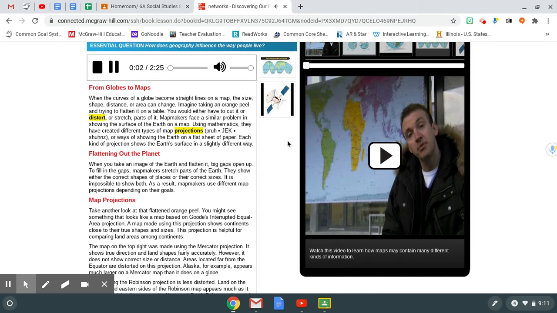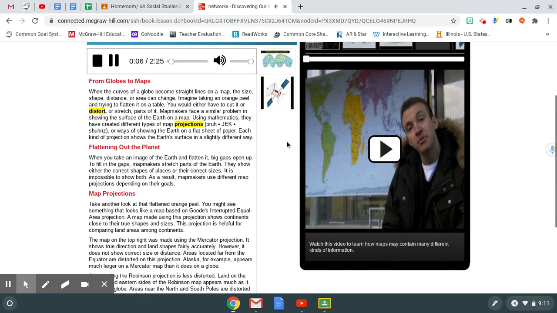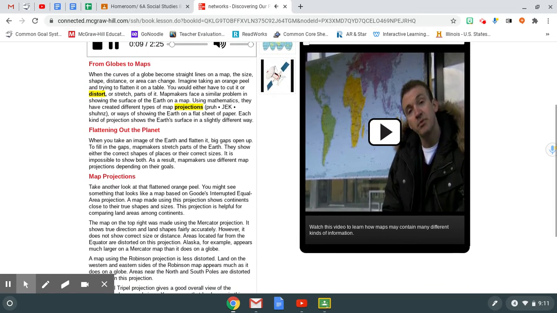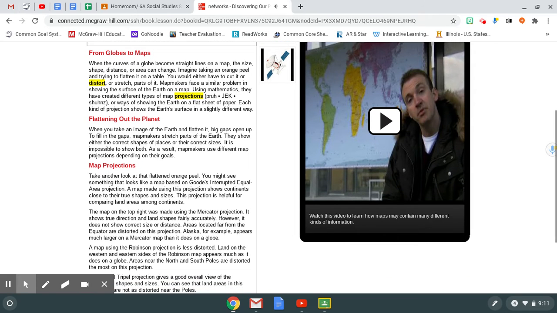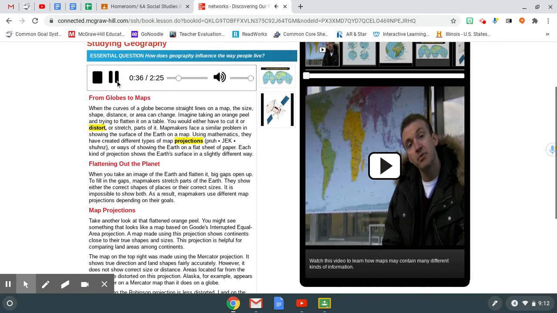From globes to maps. When the curves of a globe become straight lines on a map, the size, shape, distance, or area can change. Imagine taking an orange peel and trying to flatten it on a table. You would either have to cut it or distort or stretch parts of it. Mapmakers face a similar problem in showing the surface of the Earth on a map. Using mathematics, they have created different types of map projections, or ways of showing the Earth on a flat sheet of paper. Each kind of projection shows the Earth's surface in a slightly different way.